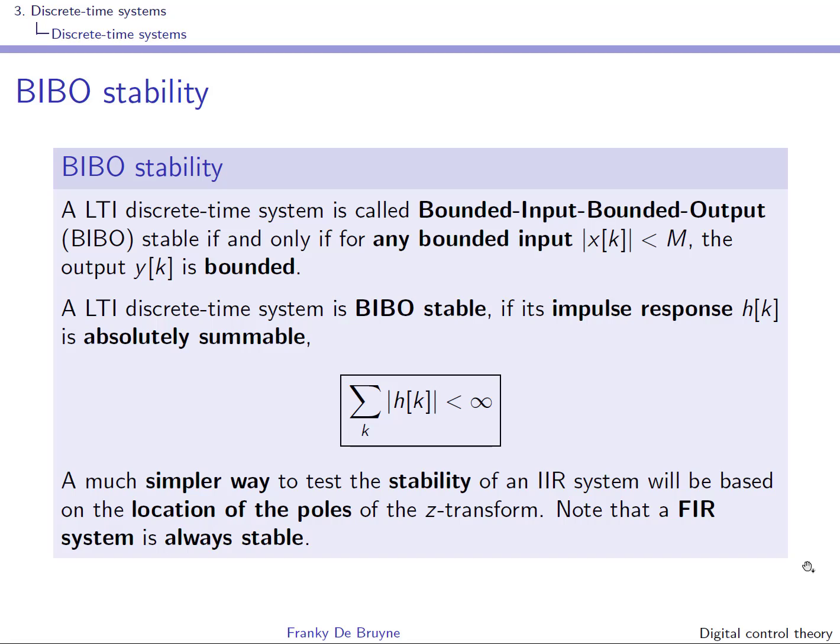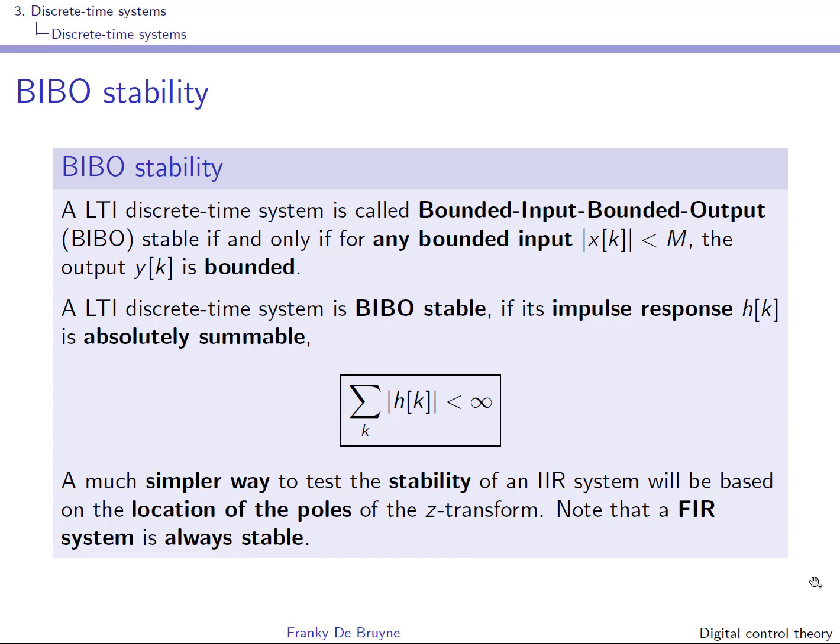In last year's course of Signals and Systems, we had defined a concept of stability for continuous time systems, and it was called bounded input, bounded output stability. Well, this definition can be used also for discrete time systems. We say that a discrete time system that is LTI is bounded input, bounded output stable if and only if for any bounded input the output is bounded as well.